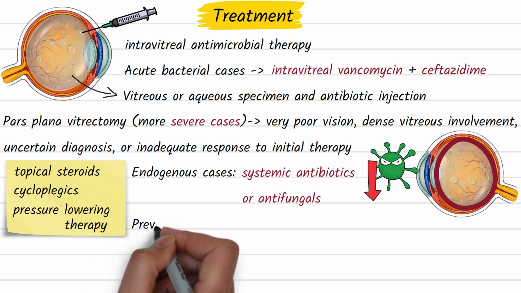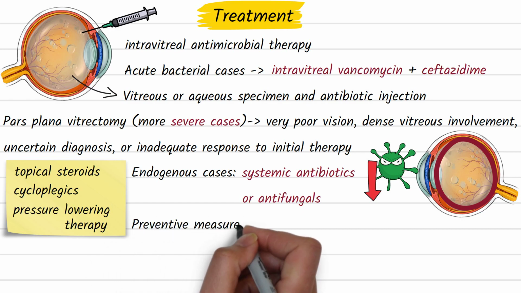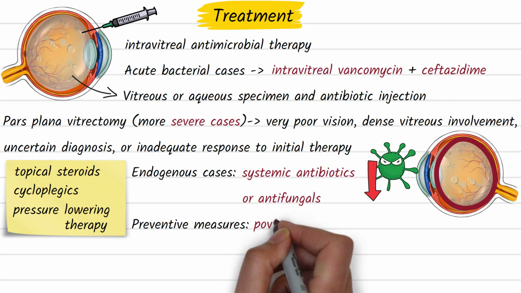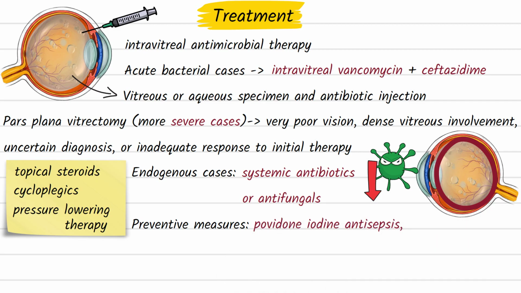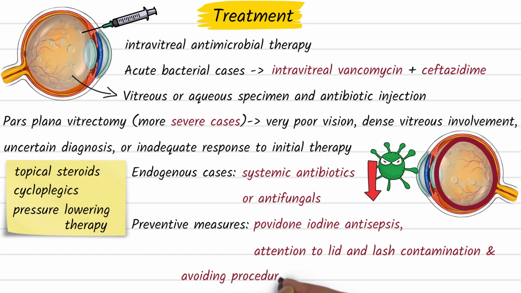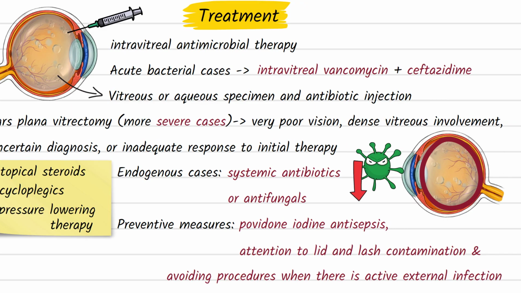Prevention is also a major part of the story, particularly for injection-related and postoperative cases. Core preventive measures include povidone iodine antisepsis, attention to lid and lash contamination, and avoiding procedures when there is active external infection. So the high-yield principle is simple. Suspect early, sample quickly, inject quickly, and escalate quickly.